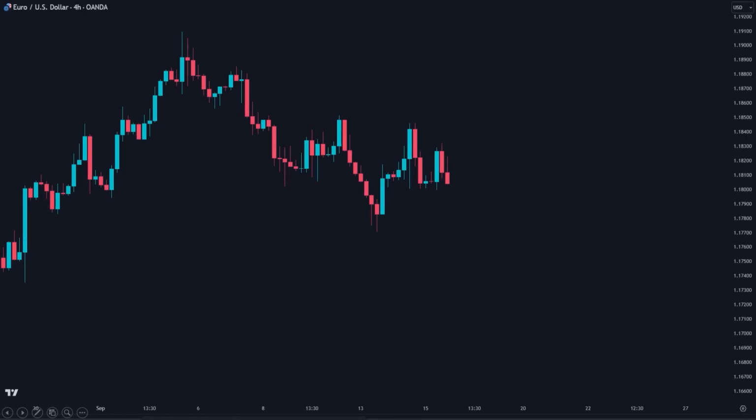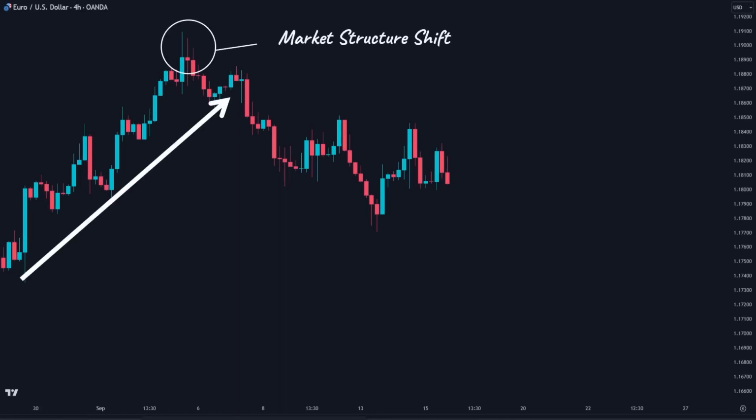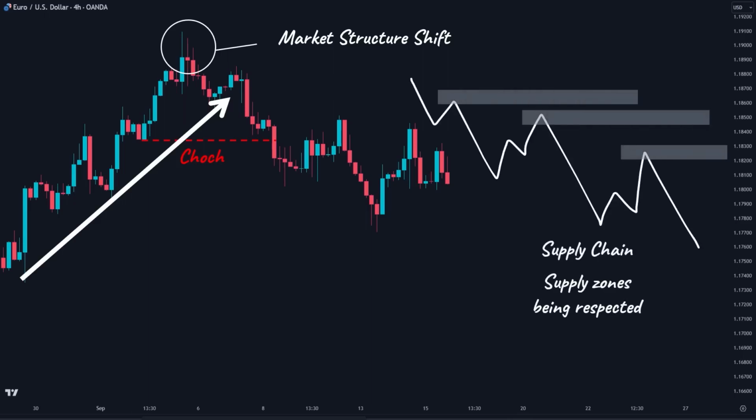So here we have Eurodollar in the 4 hours chart. The market was in a long-term uptrend until it got exhausted and shifted the direction. After breaking the demand zone to the downside, it started to create lower lows and lower highs, which means we are witnessing a bearish trend right now. In a bearish trend, the market will create and respect the supply zones over and over again, which we call a supply chain.